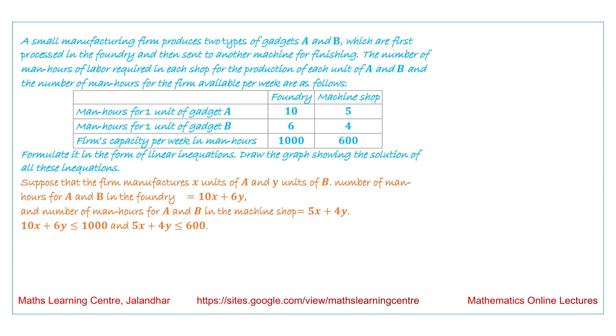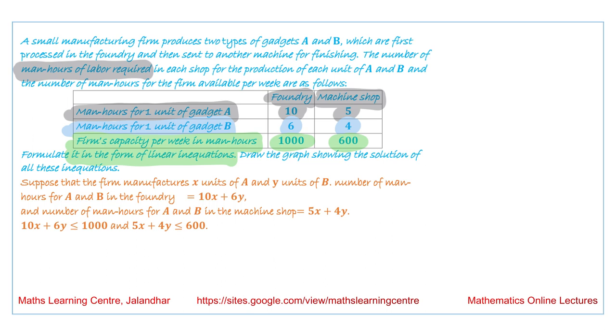Next is: a small manufacturing firm produces two types of gadgets A and B, which are first processed in the foundry and then sent to another machine shop for finishing. The number of man hours of labor required in each shop for the production of each unit is given below. For 1 unit of gadget A, the foundry needs 10 and the machine shop needs 5; for gadget B it is 6 and 4. The firm's total capacity is 1000 for the foundry and 600 for the machine shop. We have to formulate this as linear inequations and draw the graph showing the solution.